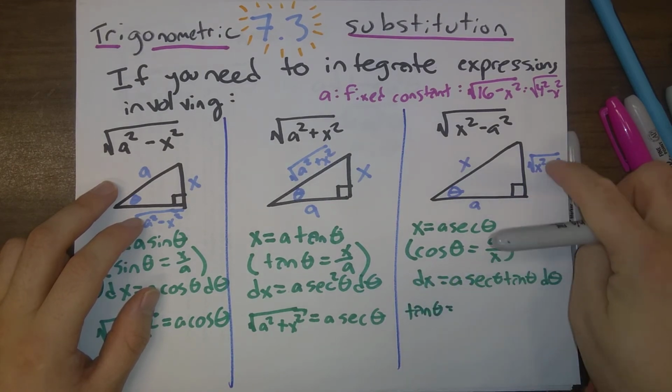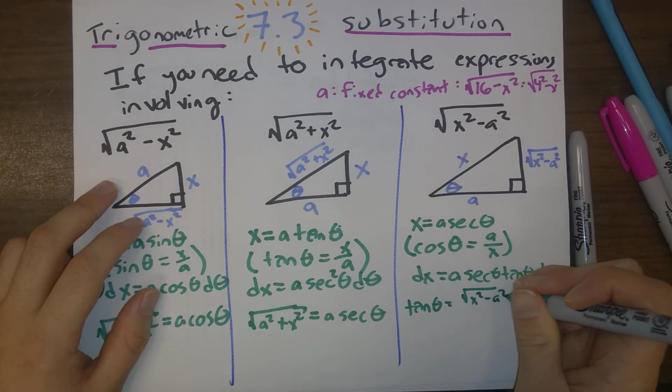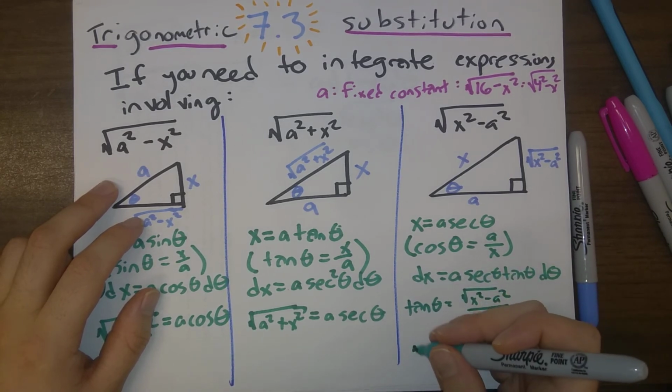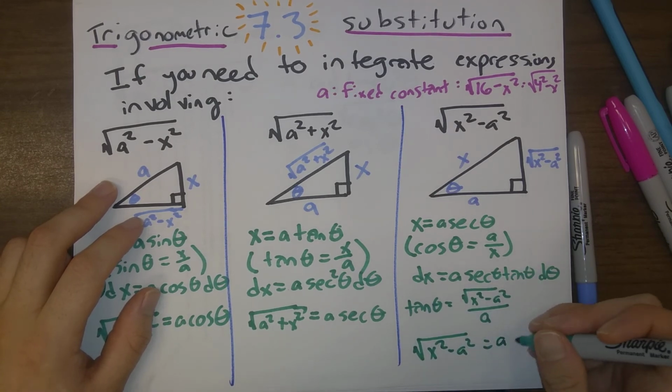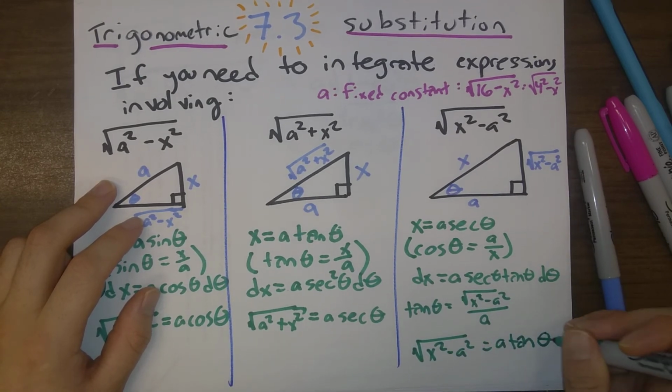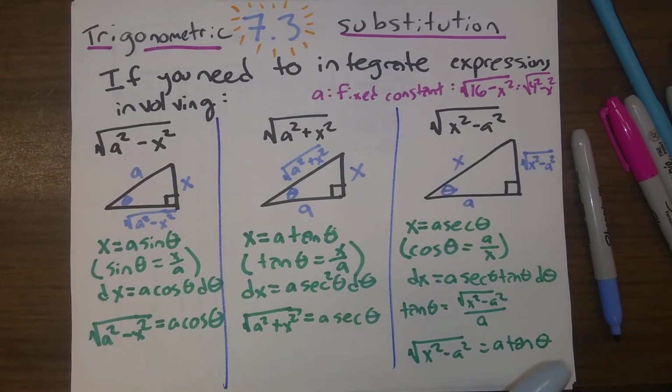And to finish this off then, we see that tangent theta is this divided by this, the square root of x squared minus a squared divided by a. So the square root of x squared minus a squared multiplied by that a is a times tangent theta. So these are all the substitutions that we'll want to do.